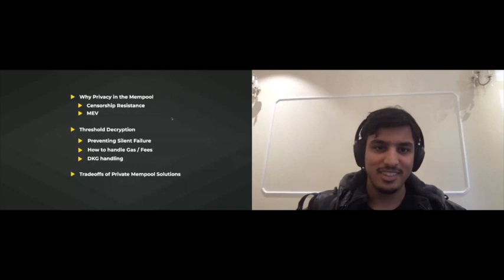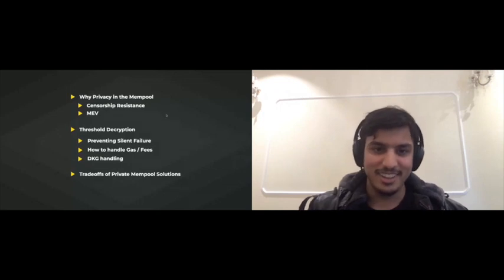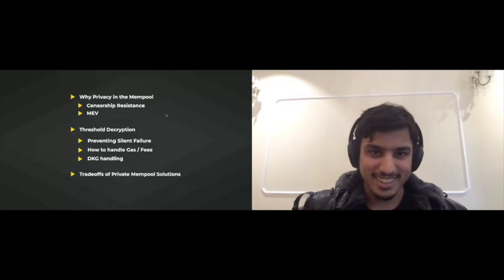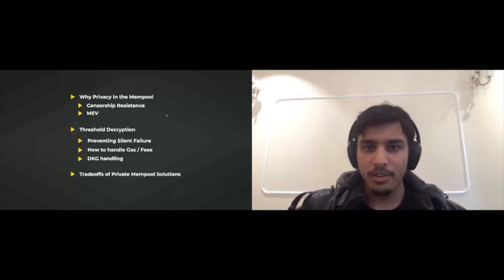Okay, so let's dive in. Maybe it's a bit of a spoiler, but on the trade-offs, I think threshold decryption has the most appealing trade-offs, hence that's the overall focus. Okay, so privacy in mempool.